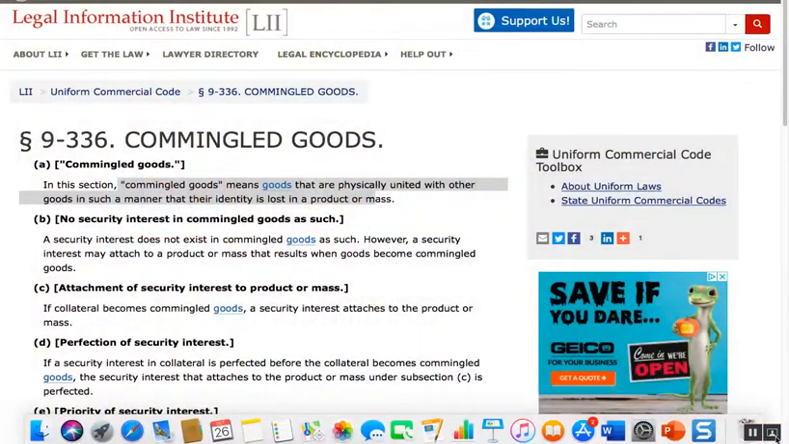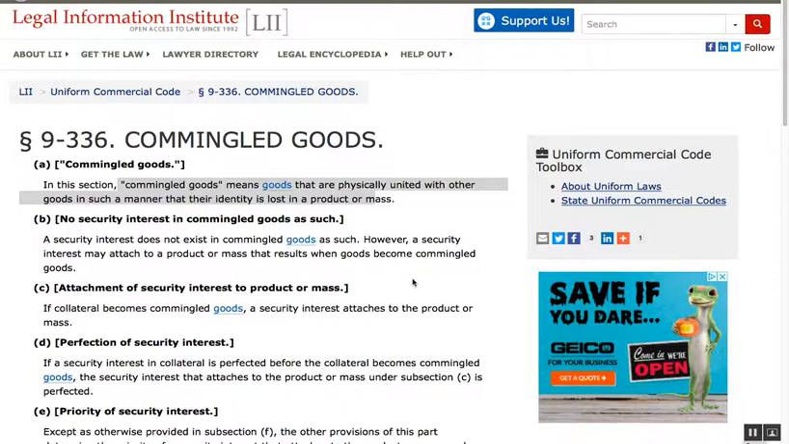Let's go back to the code. Commingled goods. What happens with commingled goods is the opposite of what happens with accessions. With accessions, remember, the security interest in the accession continues when that item is added to the good, affixed to the good. But with commingled goods, the original security interests are extinguished. The security interest does not exist in commingled goods as such.